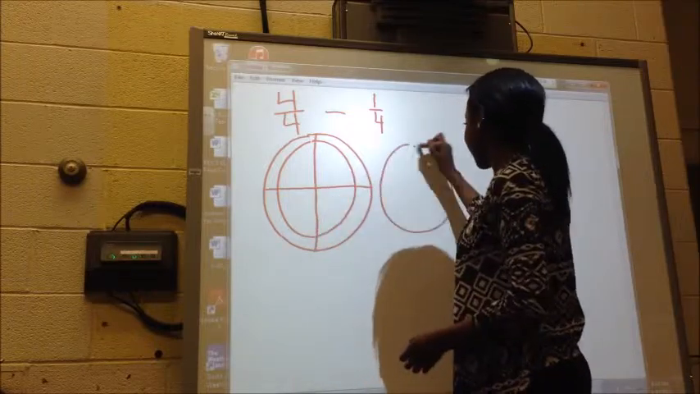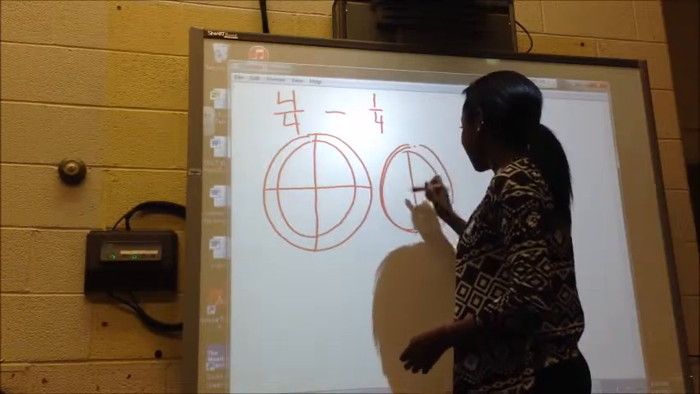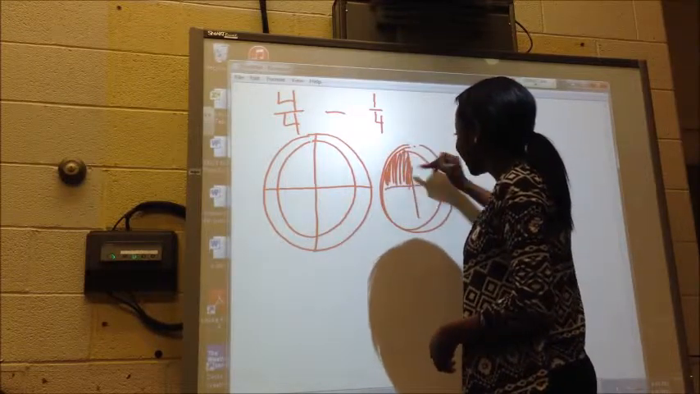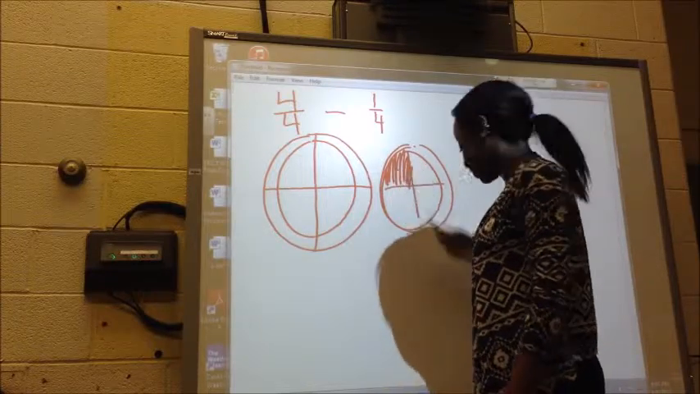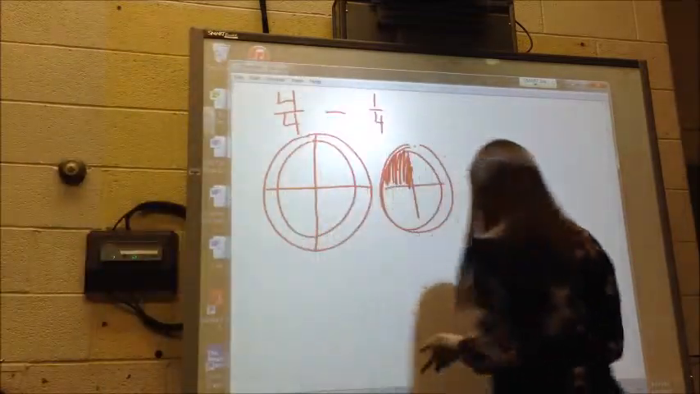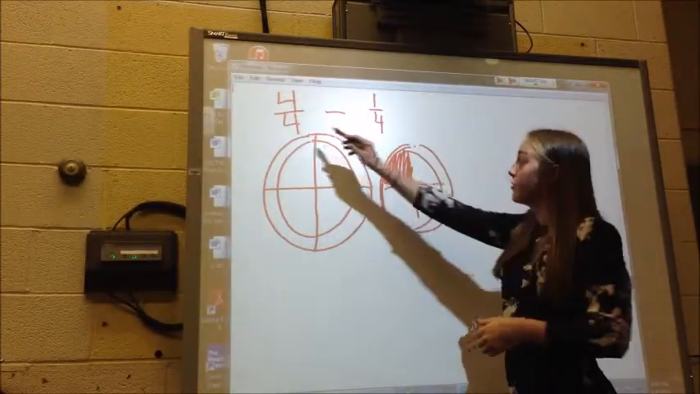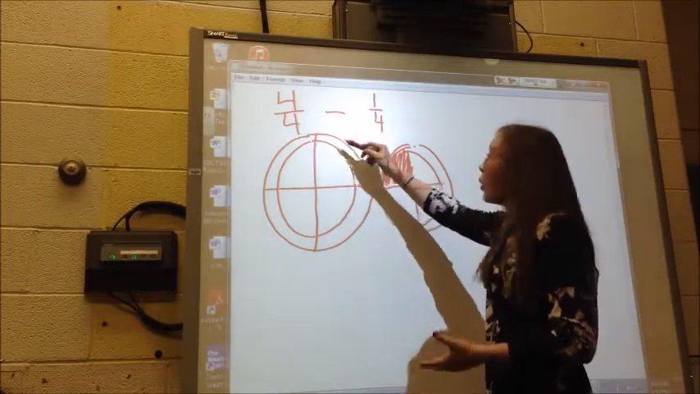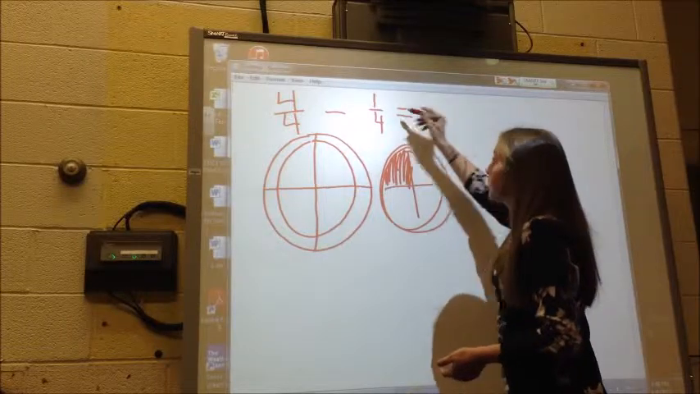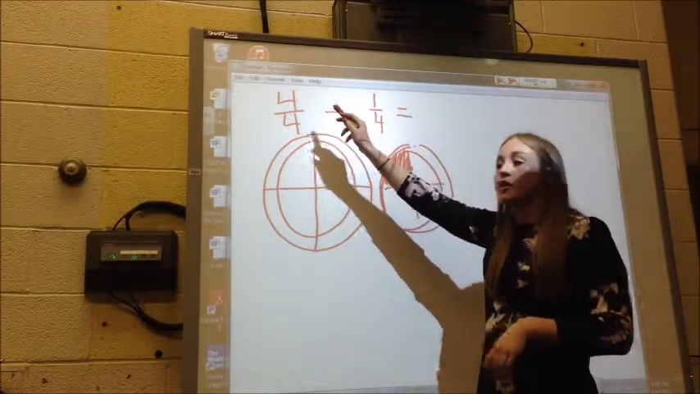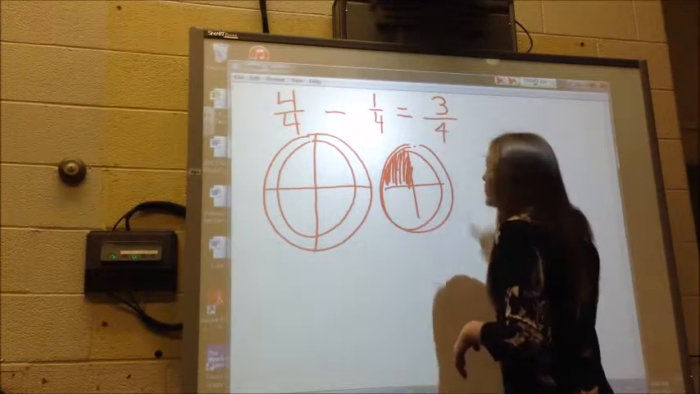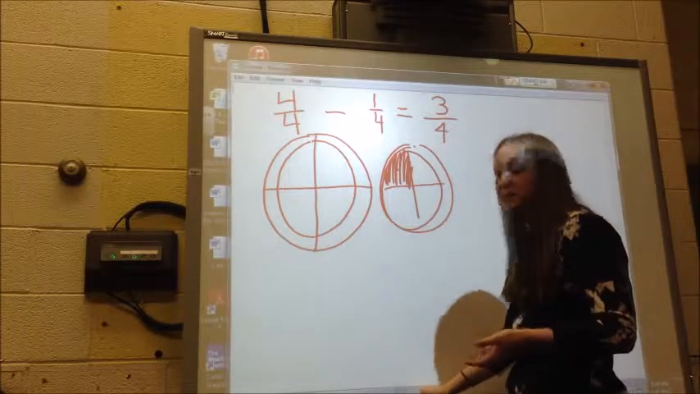So now 1/4 is gone. Okay, so how much would we have left? If we take 4/4, which is our whole, and subtract the 1/4, it has the same denominator, so we're just going to subtract the numerators. So 4 minus 1 would be 3/4.